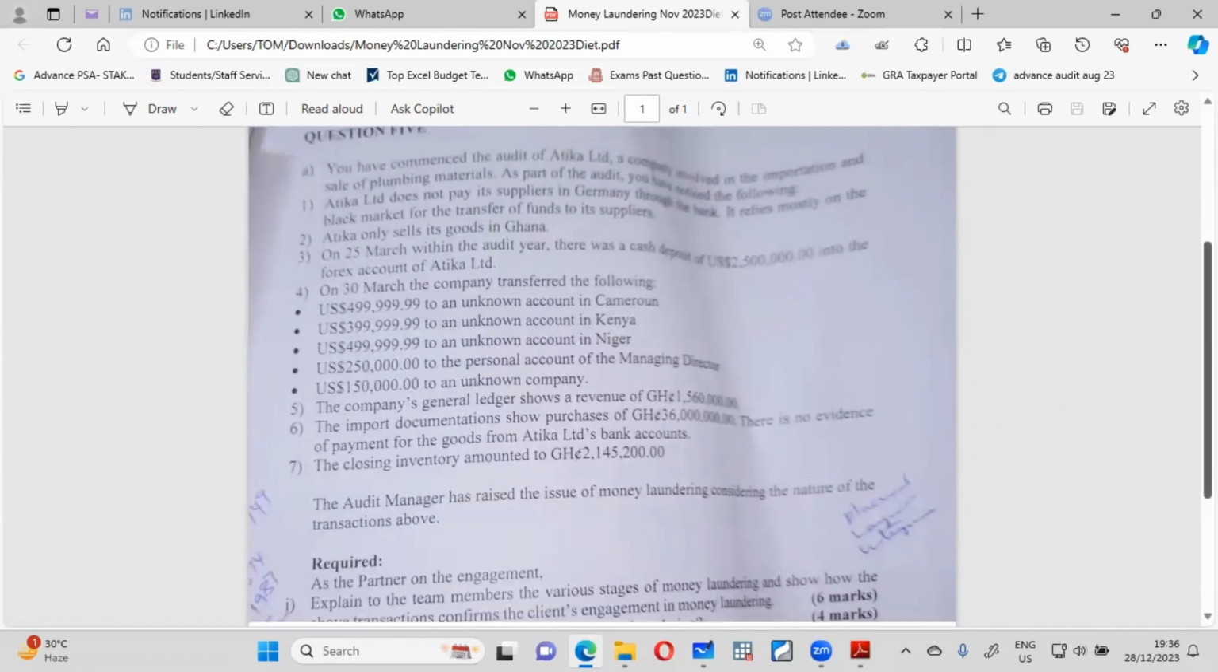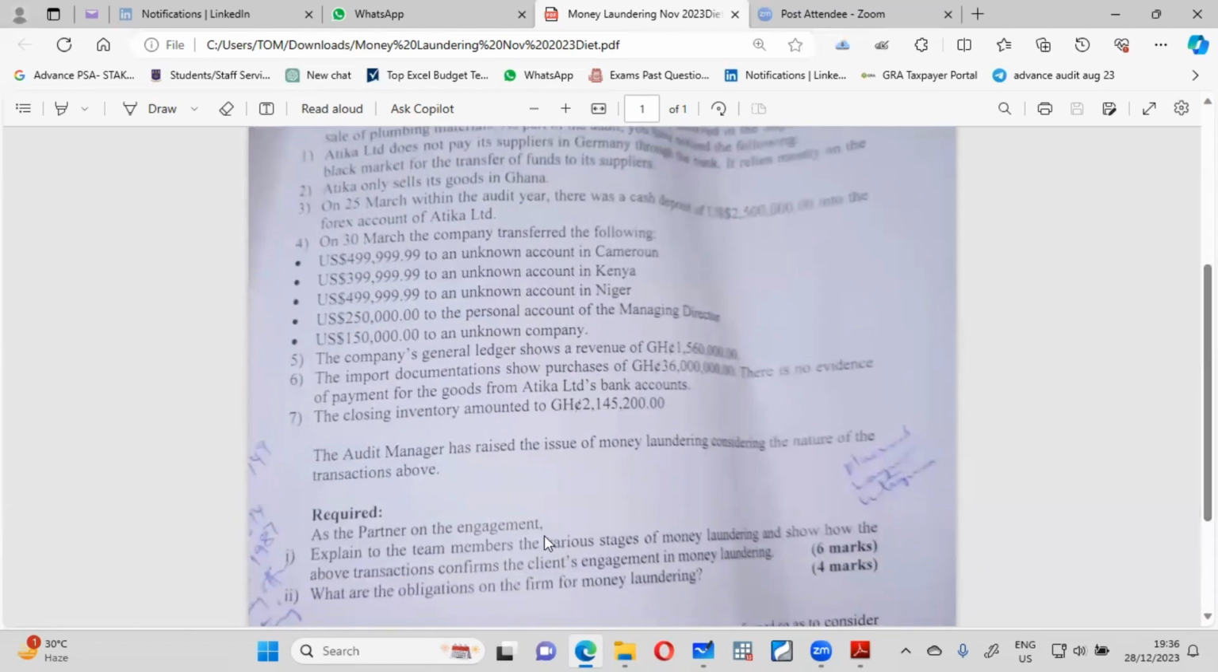Now, watch this. Listen to the question so that you don't get confused. Explain to the team members the various stages of money laundering and show how the above transaction confirms that the client is engaged in money laundering. If you don't get an example of placement, at least you get an example of layering. If you don't get an example of layering, you get an example of placement. Not everything here communicates placement, and not everything here communicates layering or integration, but everything here communicates money laundering. And you know the 3 stages, so you should be able to say something, whether you like it or not.